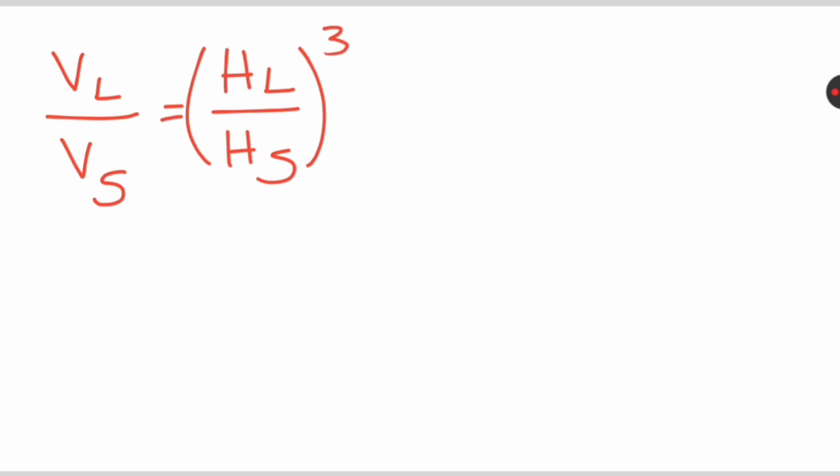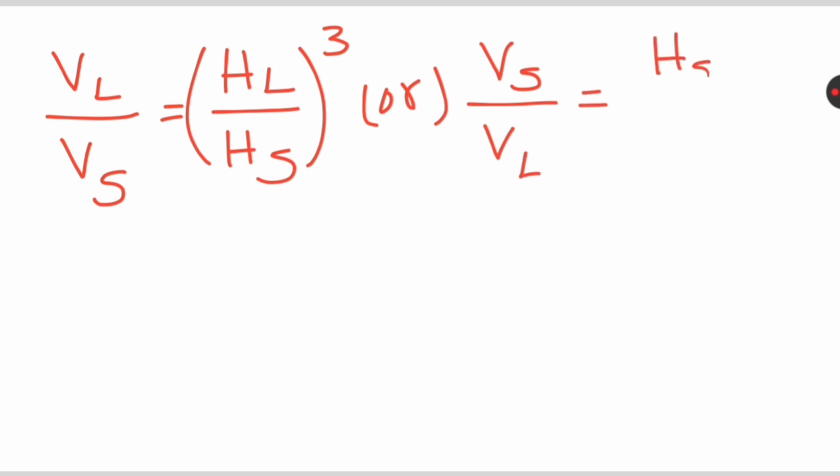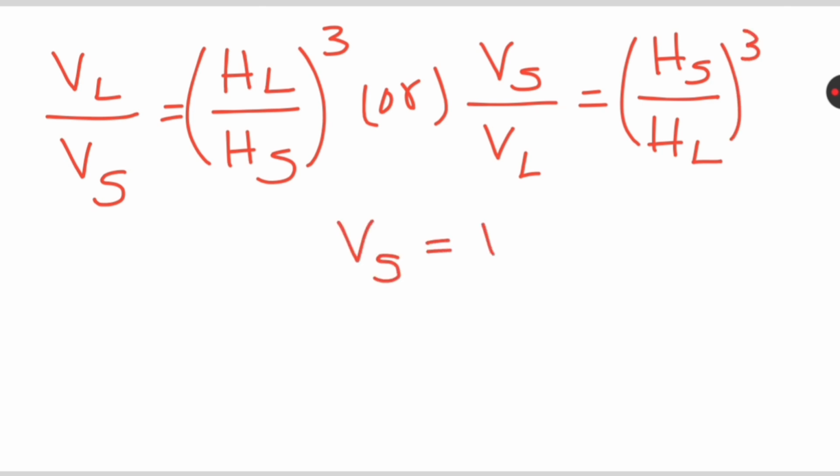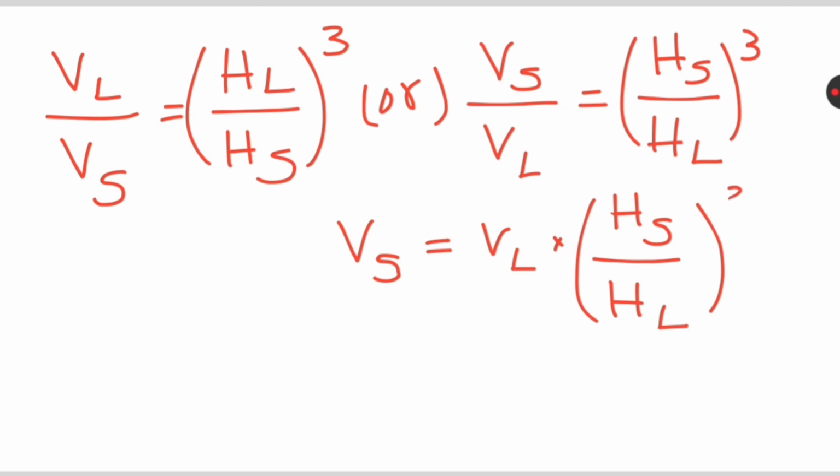Either you write it this way or in the reverse way. So you can write volume of the smaller cone over volume of the larger cone is equal to height of the smaller cone over height of the larger cone, whole cubed. From here we can find the volume of the smaller cone, that is VL times height of the smaller cone, 7 centimeters, over height of the larger cone, 12.5 centimeters, whole cubed.